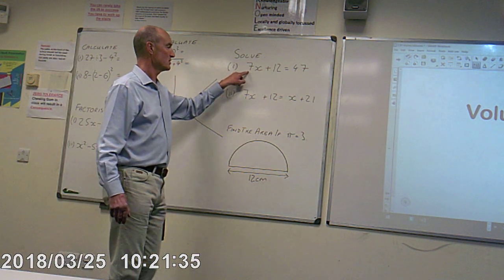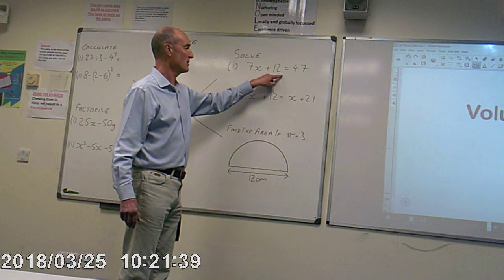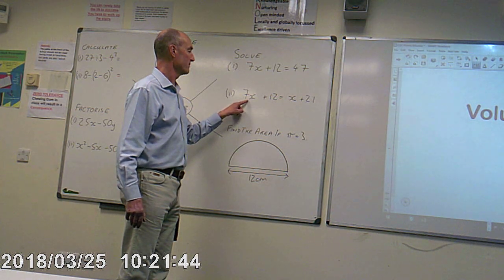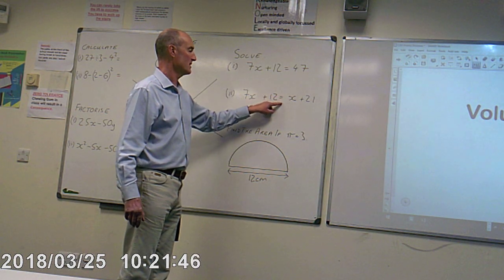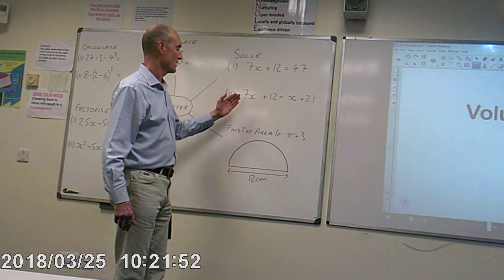Solve, so it's an equation, we're trying to find the value for x. 7x plus 12 equals 47. Second one, solve, 7x plus 12 equals x plus 21. Finding the value for x.